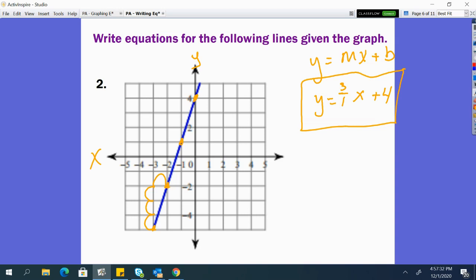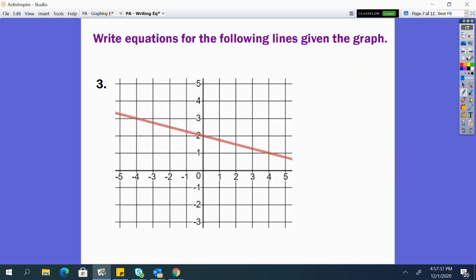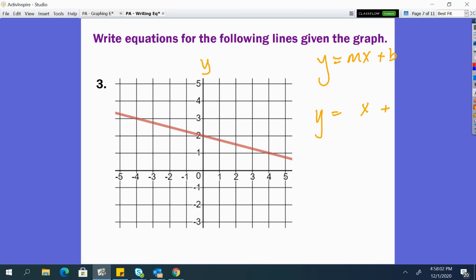Okay. Let's try one more. All right. So, again, first write your formula. y equals mx plus b. All right. Then we got y equals x plus. So, first, again, where does it cross the y-axis? Right here, Mr. Pavelko, at +2.